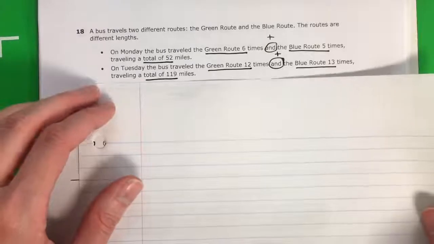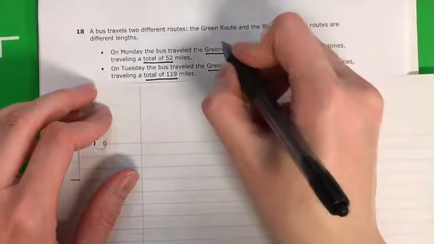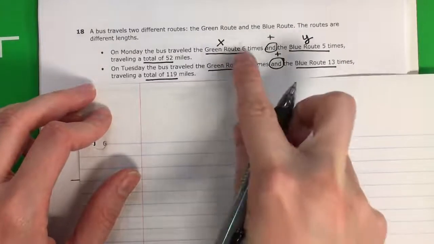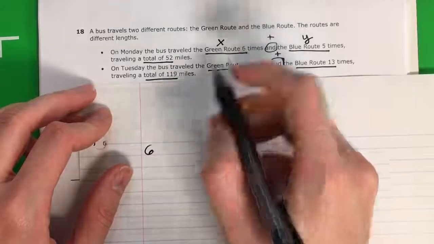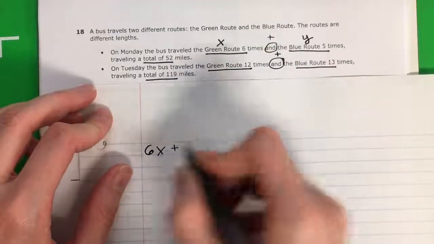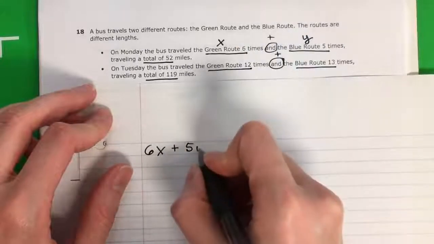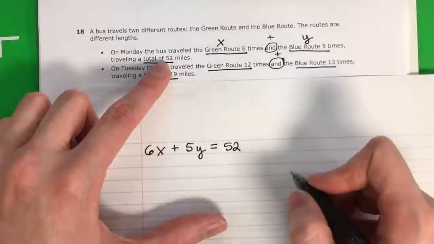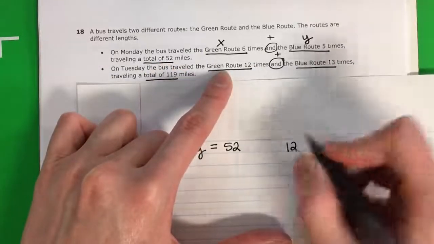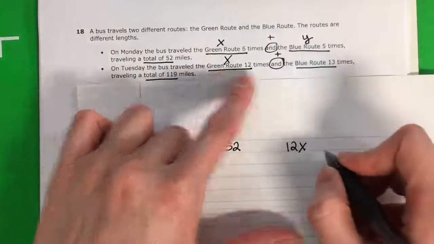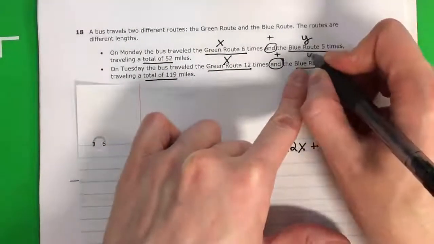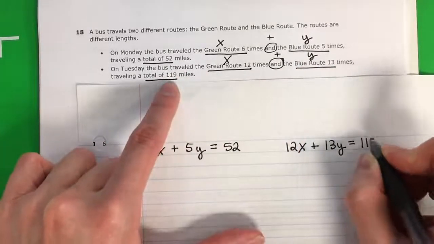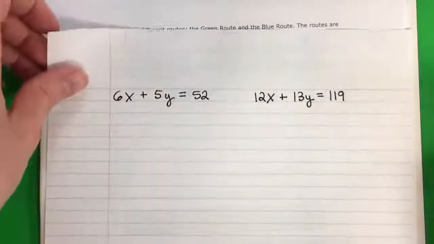Okay, first up, let's do green is X and blue is Y. Okay, so green, I have 6X, and which is plus 5 blue, which is Y, and that equals the total of 52. And my other one, I have the green is 12. Remember, green is X, so 12X, and which is plus blue, which is Y, 13, so 13Y, and that equals the total 119. Now I'm going to go ahead and solve them.